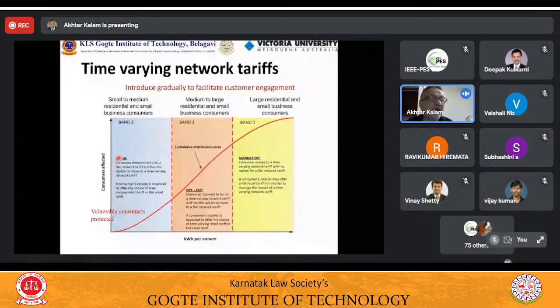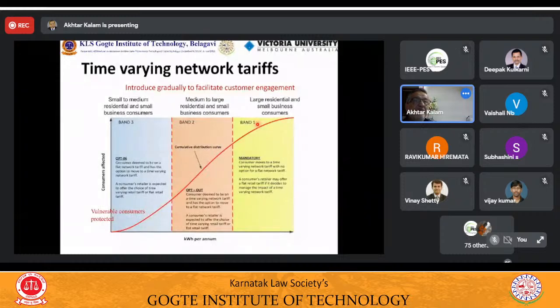For the medium to large will be a different tariff, and for the large industrial sector there will be a different tariff. Can you see? You can opt in or out depending on whether you are small to medium or medium to large. But band one has to be mandatory, and you will find that will be only in large residential and small business consumers. So therefore, you see how the tariff will change. That is how the tariff will increase. It'll be slow in band three, then it'll keep on gradually increasing in band two and become highest in band one.